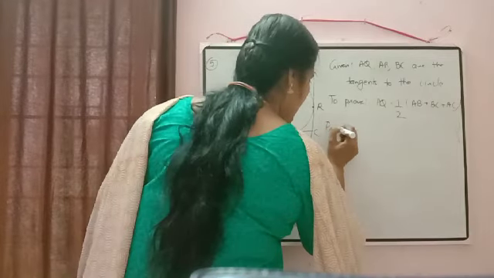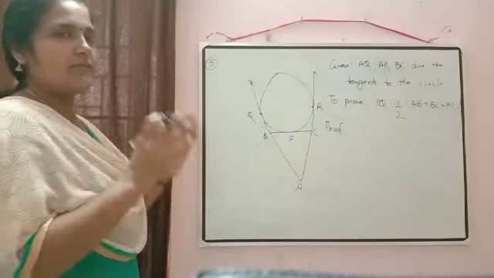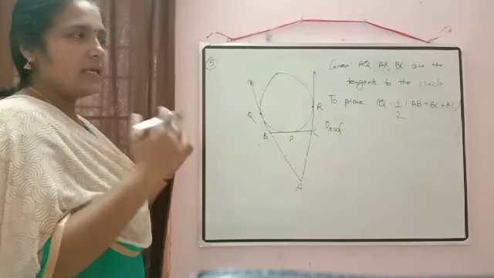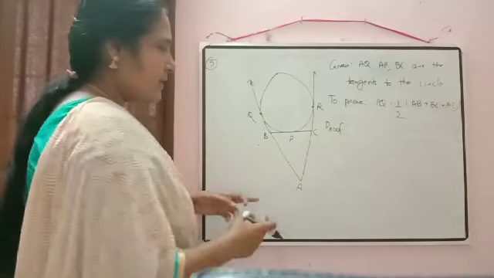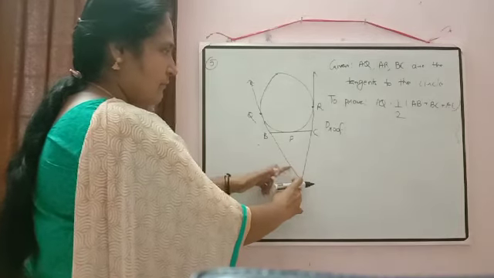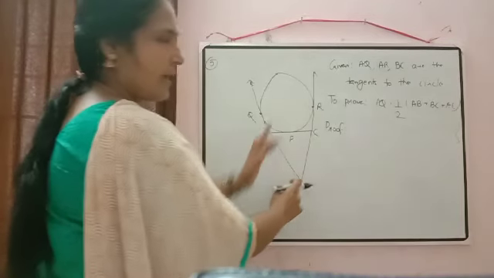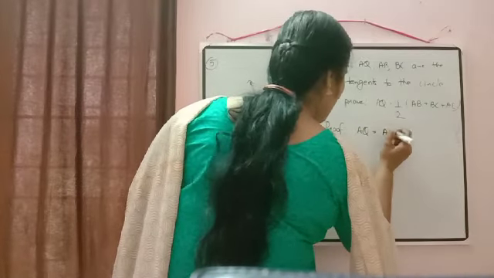Now we'll start the proof. So again, first using the property that the lengths of the tangents are equal, what are the equal sides we will get? That we are going to write there. Already you know the external point is A. So from here we have two tangents, AQ and AR. So mark there, AQ is equal to AR.